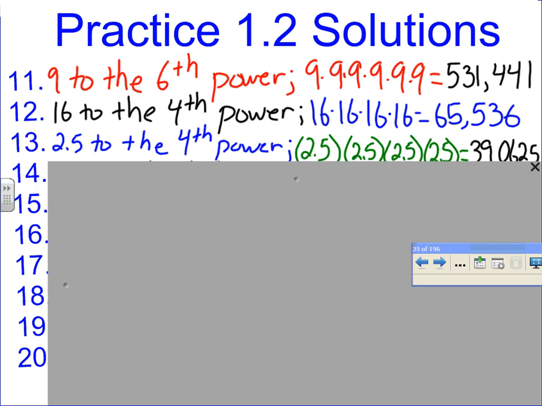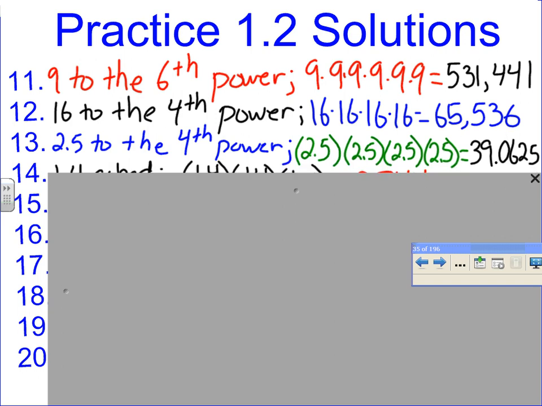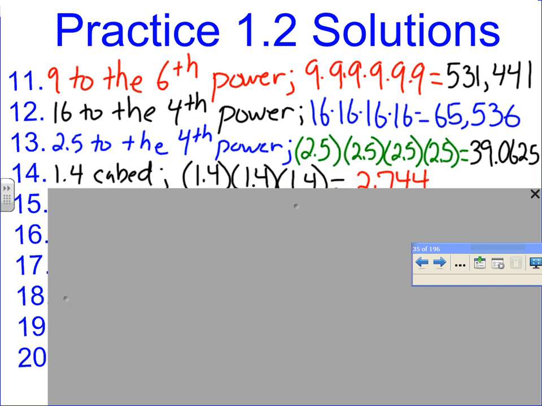13, 2.5 to the 4th power. I would write 2.5 out, multiply it 4 times, but use parentheses. I did that in green up here. So 2.5 times 2.5 times 2.5 times 2.5. You get 39.0625. 14, 1.4 cubed. 1.4 times 1.4 times 1.4. The answer is 2.744.